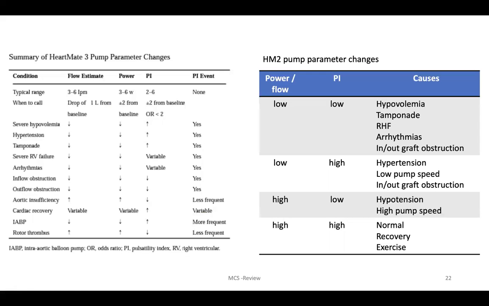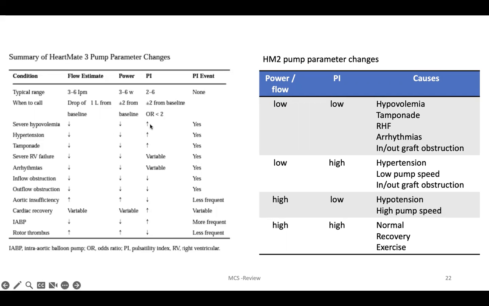So if you look at some different clinical scenarios here, you can go by the clinical scenario: what's going to be your flow estimate, your power, your PI, and do you have a PI event in that clinical setting? So for example, one of the most common scenarios is severe hypovolemia in the ICU. Then you're going to have a decrease of flow, decrease of power, increase of PI in the setting of the HeartMate 3, and you're going to have a PI event.